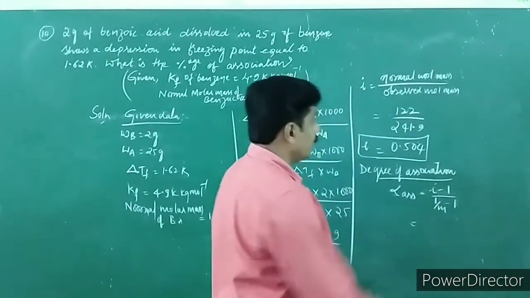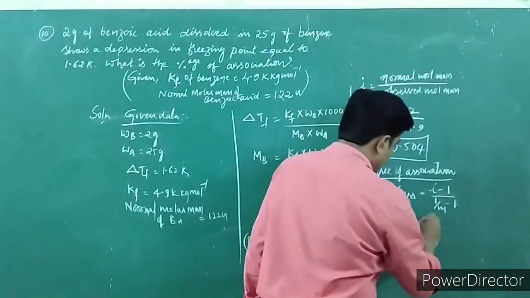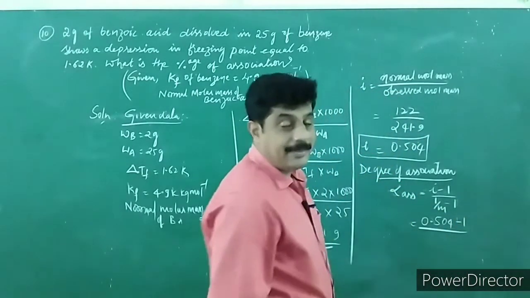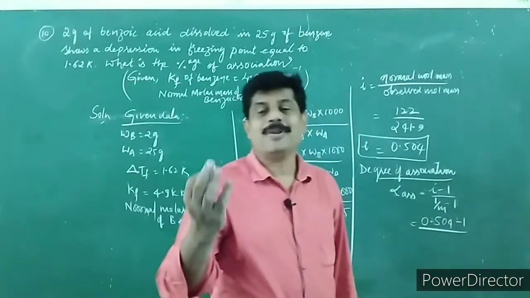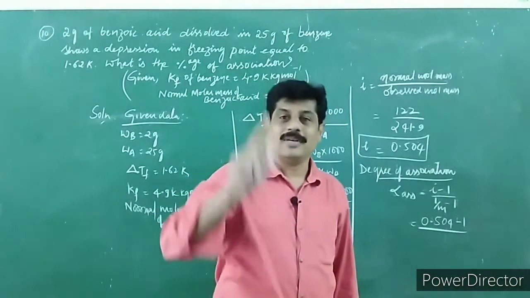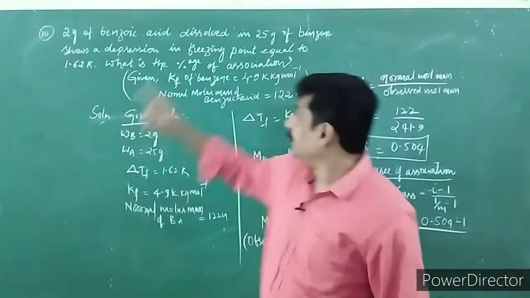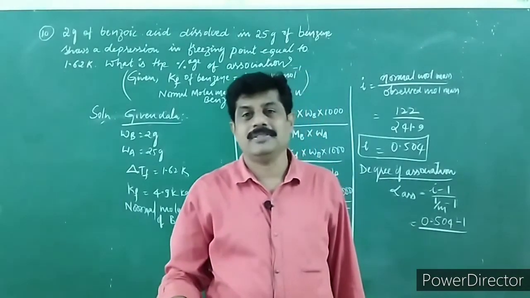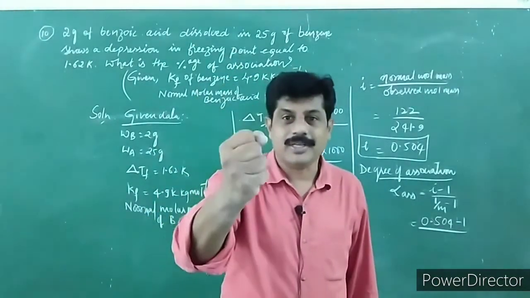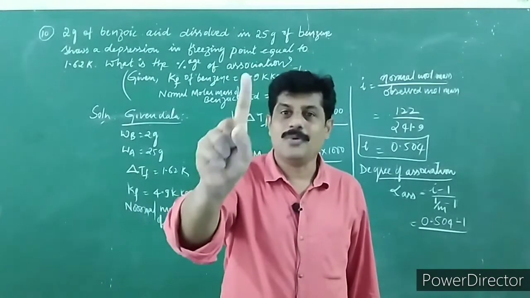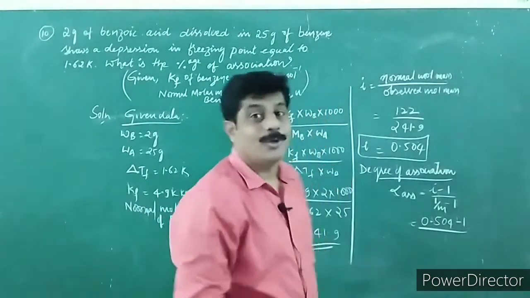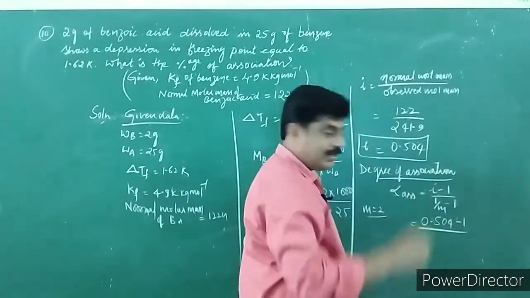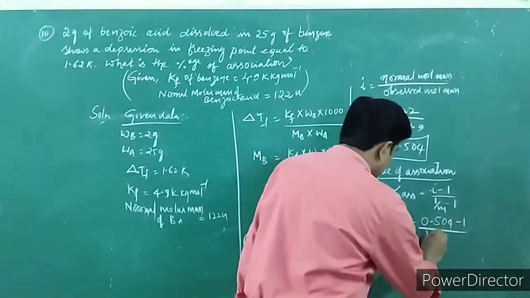Children, i value, you know that how much it is? 0.504 minus 1. But m, what is m here? m is nothing but number of particles which associate to form single entity. Children, in the case of benzoic acid undergo dimerization. That means two particles unite together or associate together to form one particle. That means m is equal to 2. m is equal to 2. That means two particles associate to form one entity, a single entity. So 1 by 2 minus 1.